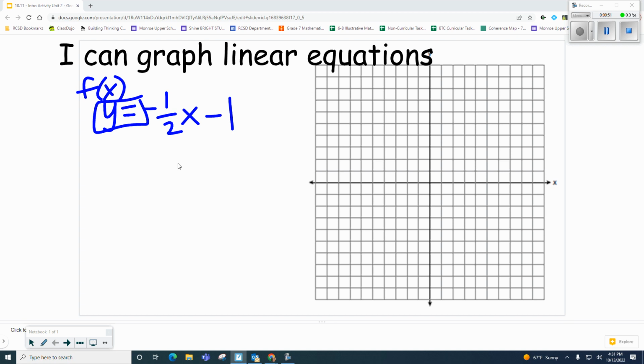If you need help with that, I posted a second video of how to put that into your calculator, so you can pause and go watch that video now. If you are okay with doing that, I would like you to pause the video now, go to your graphing calculator, and then write down the table of points that you get from your calculator.